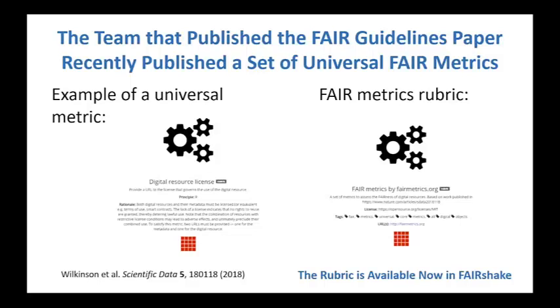Another important development was that the team that published the FAIR guiding principles, members of that group that published that paper, are a part of our team and other parts of the Data Commons. And recently they published a set of universal FAIR metrics. Those universal FAIR metrics are registered in the FAIRshake system. This is an example of a universal metric. It just asks whether the resource has a license. And this is the entry of the FAIR metrics rubric that was very recently added.